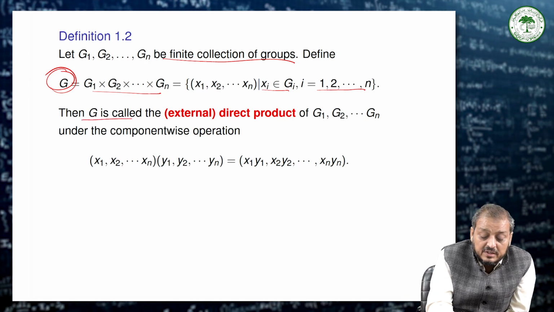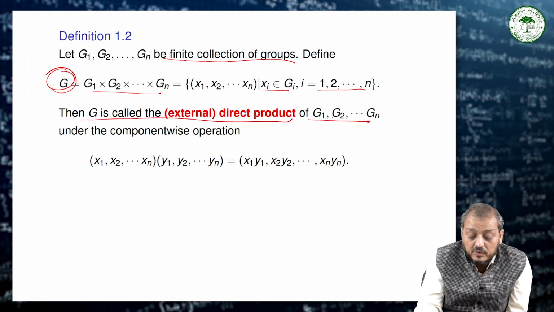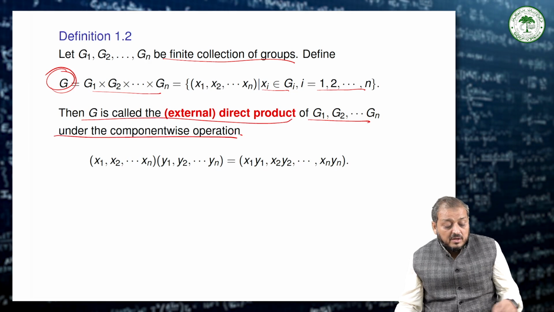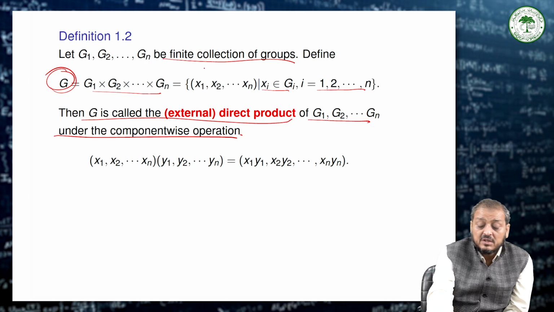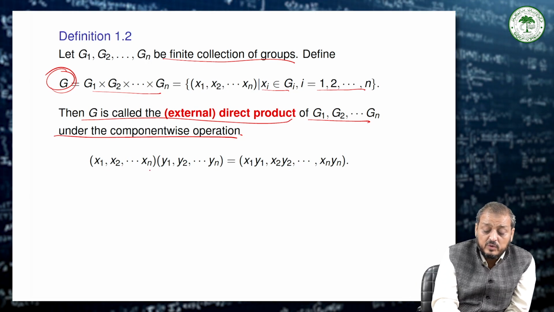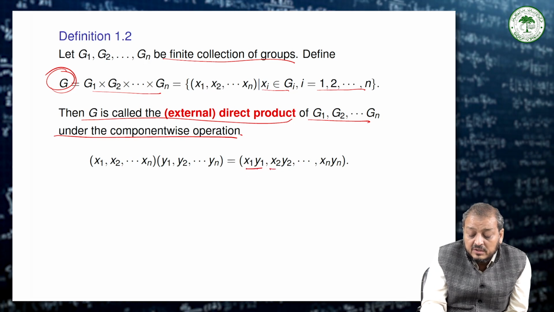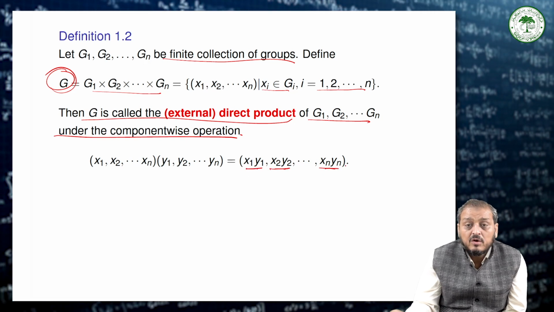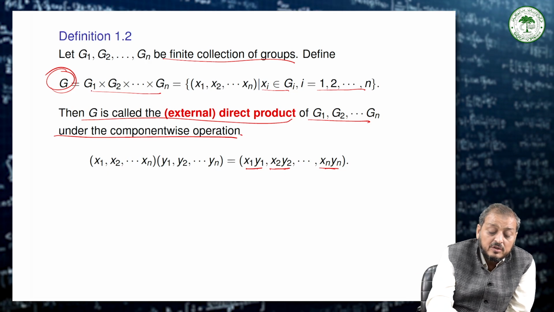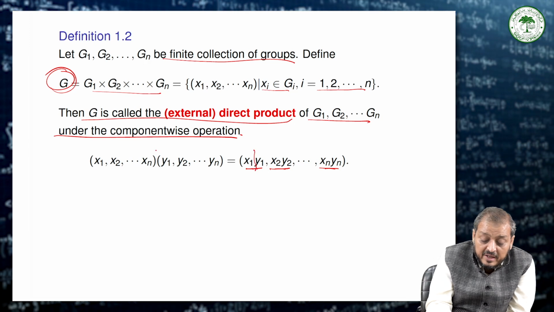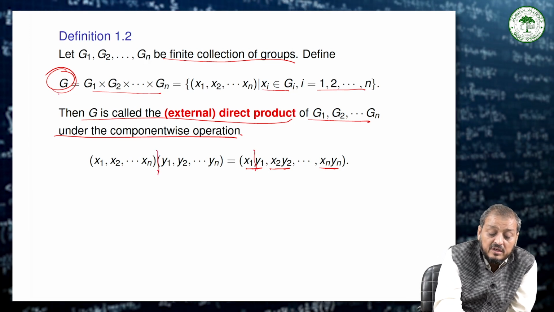So this G is called the external direct product of G1, G2, up to Gn under the component-wise operation. The component-wise operation is like this: (x1, x2, ..., xn) times (y1, y2, ..., yn). Then this is the operation of G1, this is the operation of G2, this is the operation of G3, and so on up to Gn. Whatever the operation is here, it is the operation of G1, and here it is the operation of G2, and so on, in this group G.